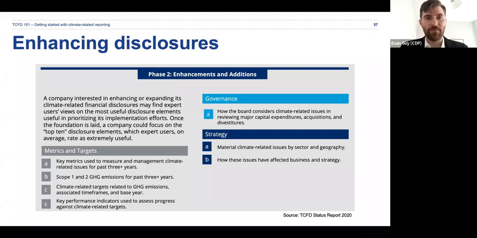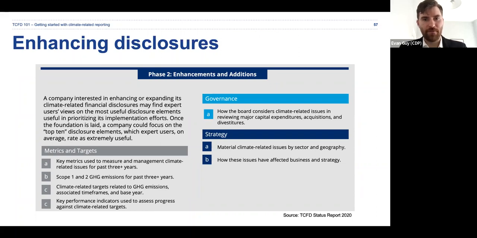In addition to these strategy disclosures being introduced in the second phase, you can introduce metrics and targets reporting, such as starting with scope 1 and scope 2 greenhouse gas emissions and setting key performance indicators related to your emissions. And you'll see here, while governance was key in phase one, here you can really go further with your governance disclosures, for example, by determining how major capital expenditures may be impacted by climate-related factors.